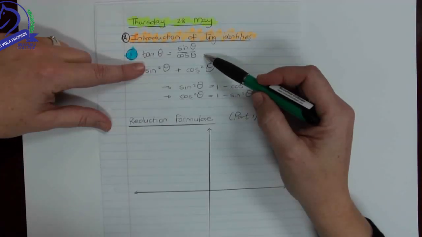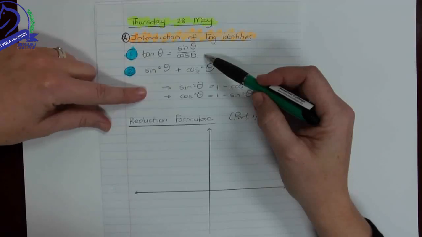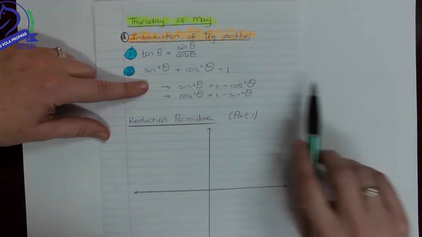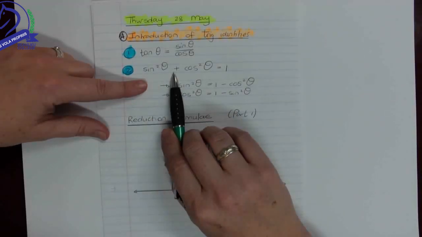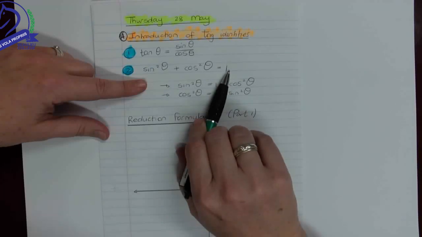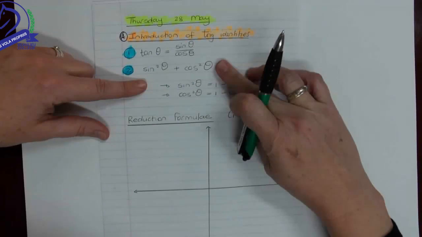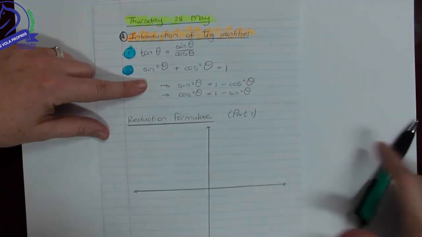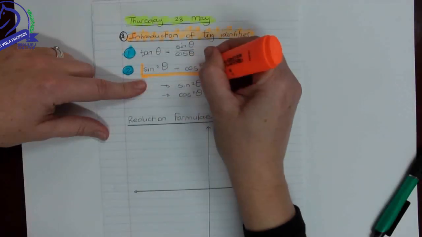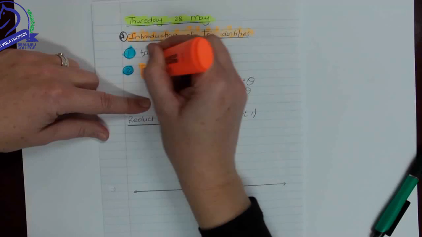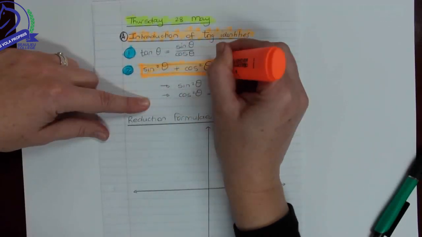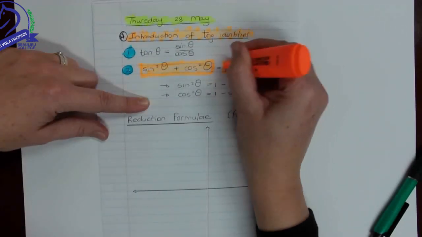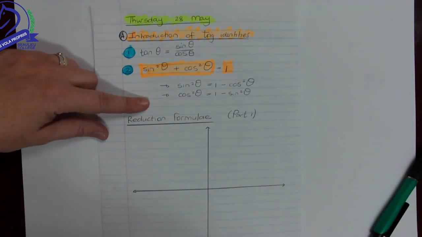The other one, remember the other day in your homework exercise I said to you, highlight this. The second one is sine squared theta plus cos squared theta equals 1. That is always true. So if I give you sine squared theta plus cos squared theta, I can immediately go and write down that it is 1.